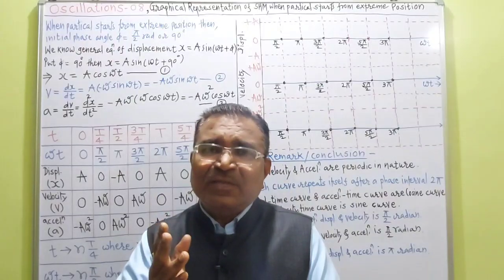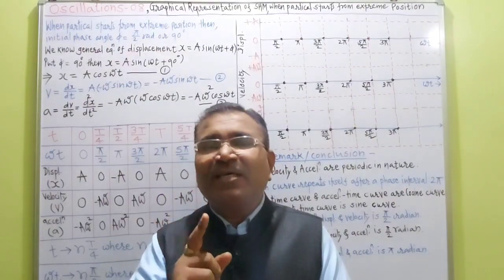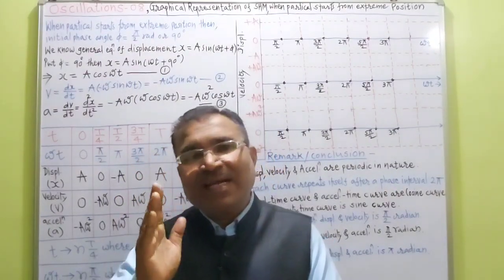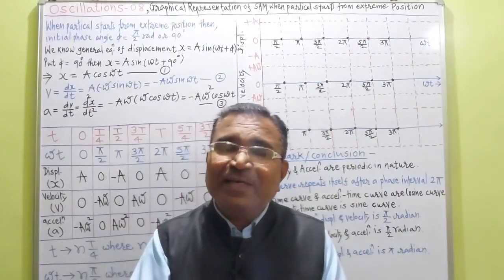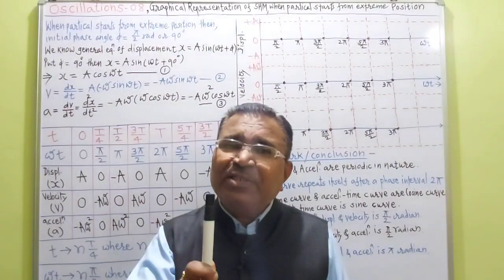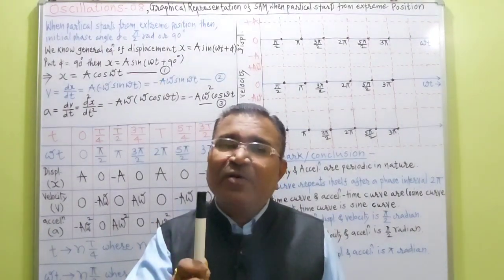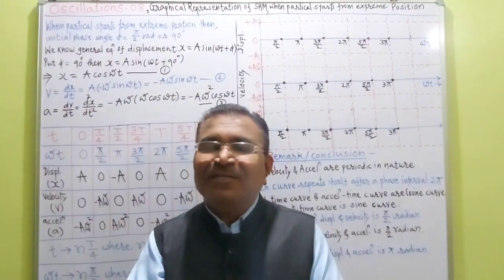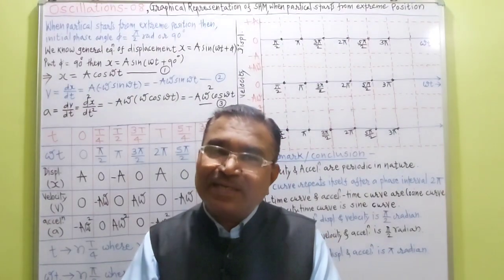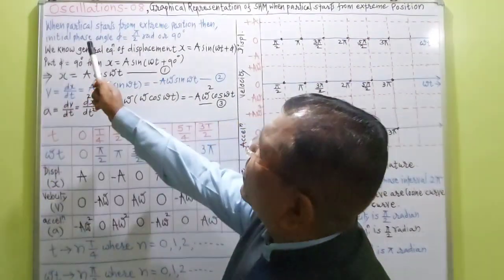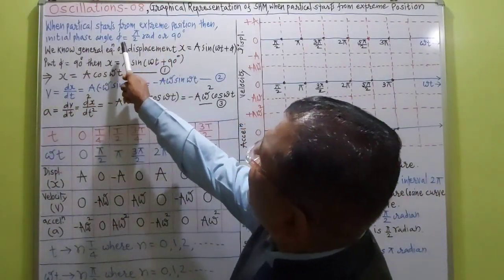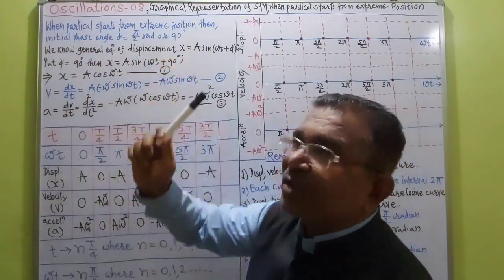Let us start. We will have to find the three equations at first, that is displacement, velocity and acceleration. Remember well dear students, when the particle starts from extreme position, at that time the initial phase angle phi, or we call it epoch, is equal to pi by 2 radian or 90 degree. I have written the first sentence: when the particle starts from extreme position, then the initial phase angle phi is equal to pi by 2 radian or 90 degree.